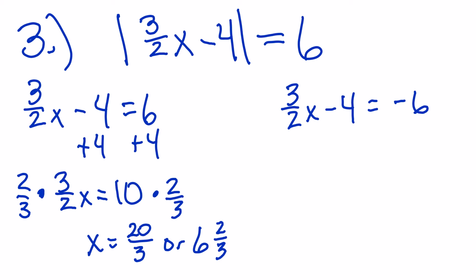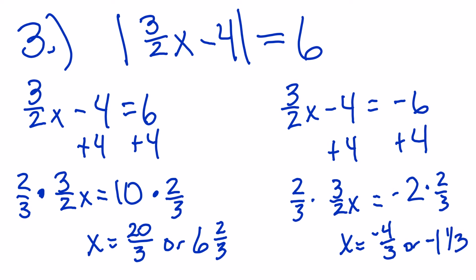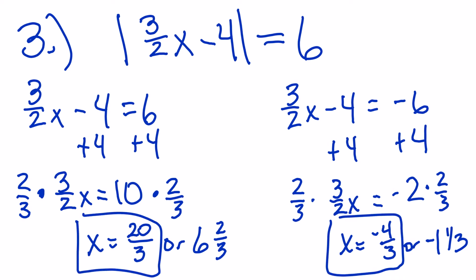Now look, you notice when we do this, we're going to follow the same steps again. So I add 4 to both sides. I get 3 halves x is equal to negative 2. And I still multiply by 2 thirds again. Now I get x is equal to negative 4 thirds. Or a lot of us might have used the calculator and got negative 1 and 1 third. Right? Both of those are valid answers. So notice we had two equations, two answers. That's it for number 3.